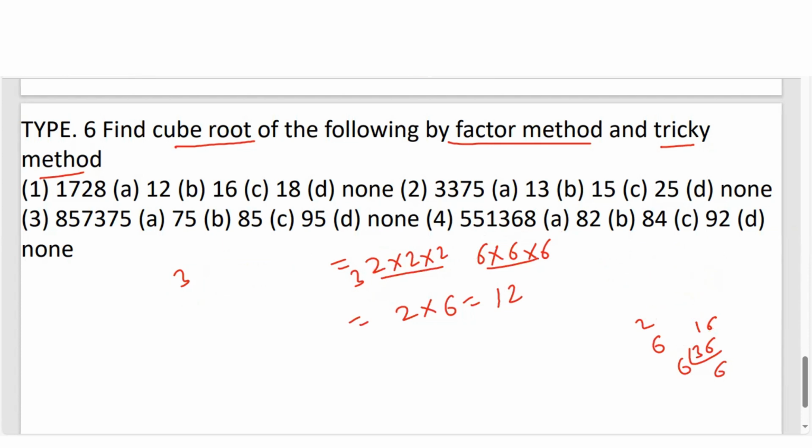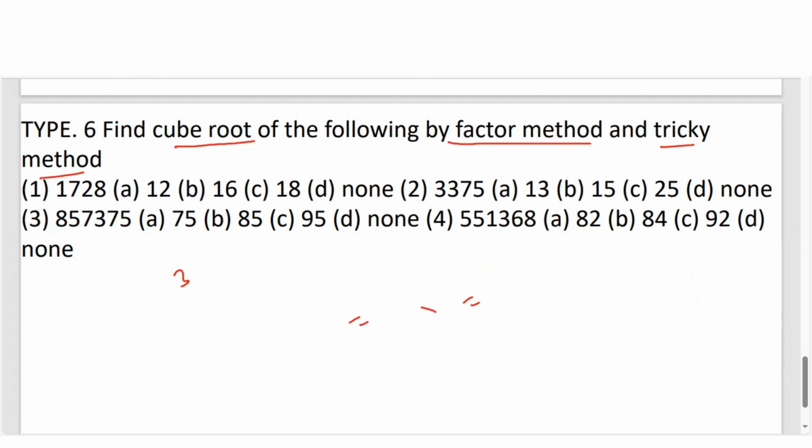So in this way, with the help of this factor method, we can solve any question. First make the factors and then make groups of 3. You will get the cube root of that number. Similarly, the next number is 375. So 375 is given and we need to find the cube root of that number. Okay.